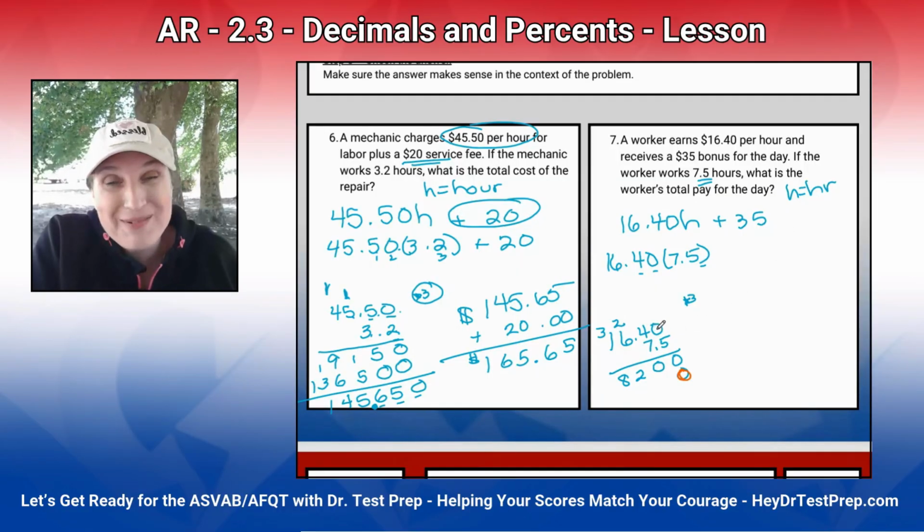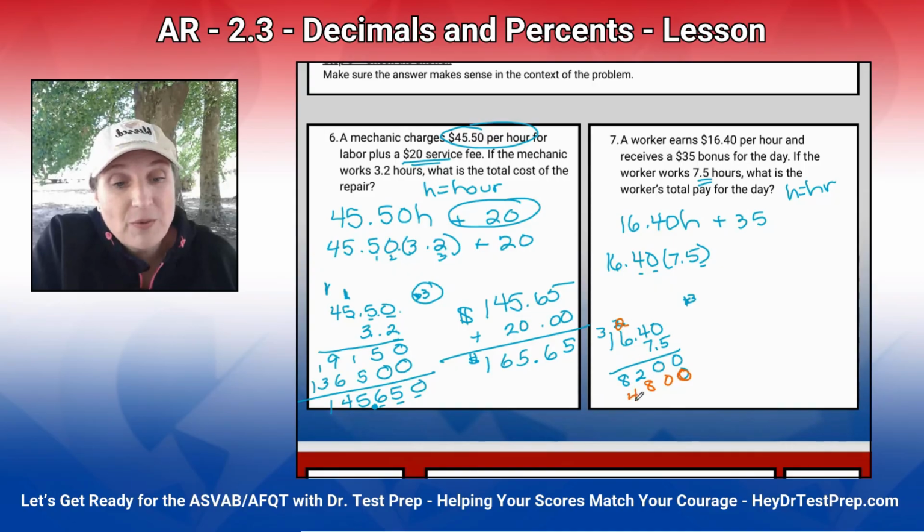So 7 times this 0 is 0. 7 times 4 is 28, carry the 2. 7 times 6 is 42, plus this 2 gives me 44. Carry the 4. 7 times 1 is 7, plus 4 is 11. And then we add going down.